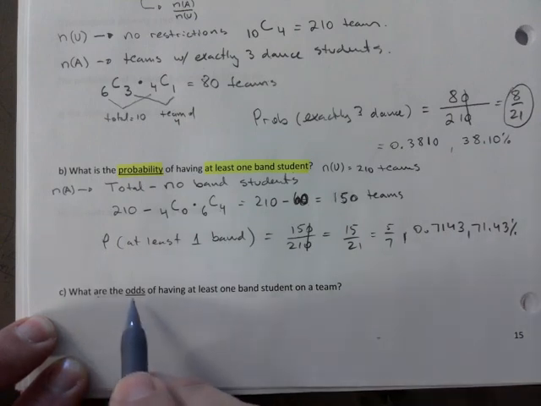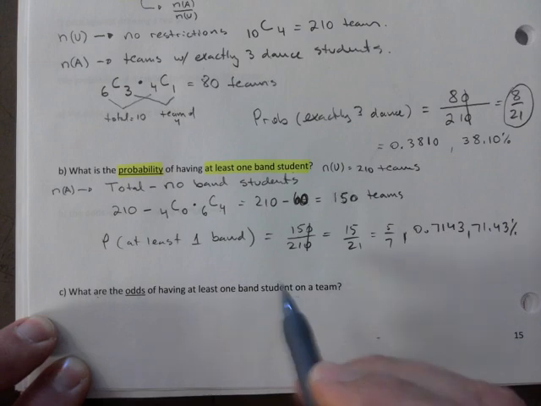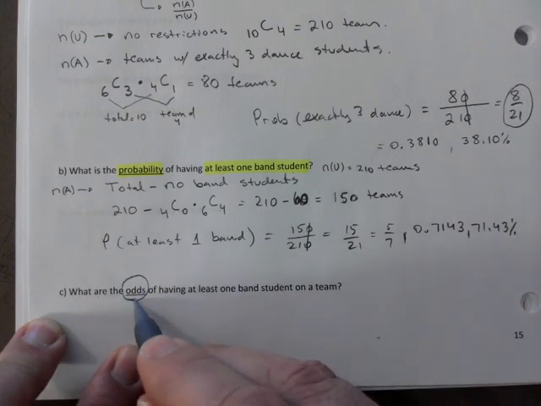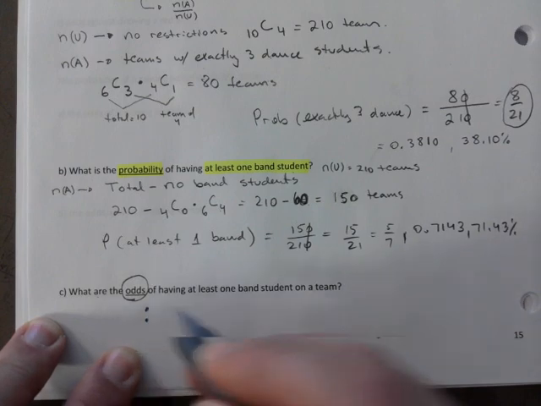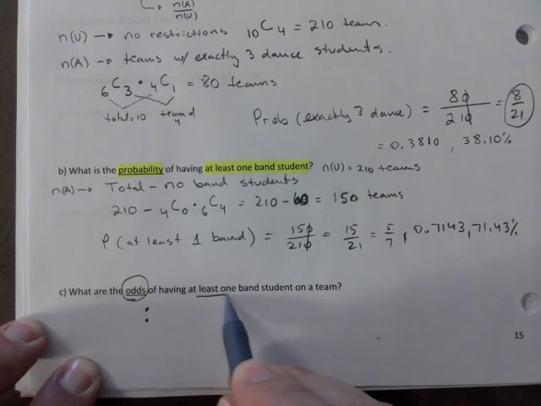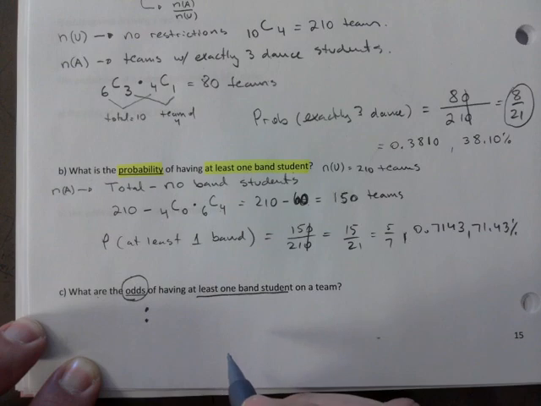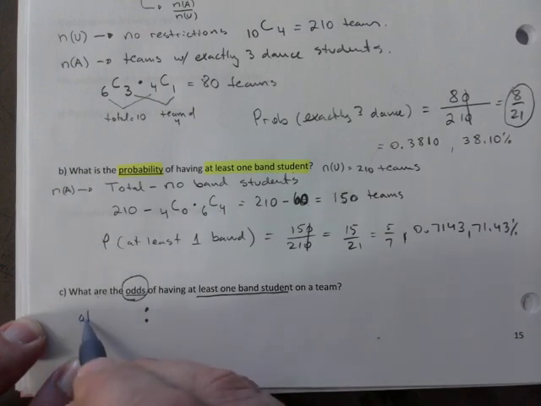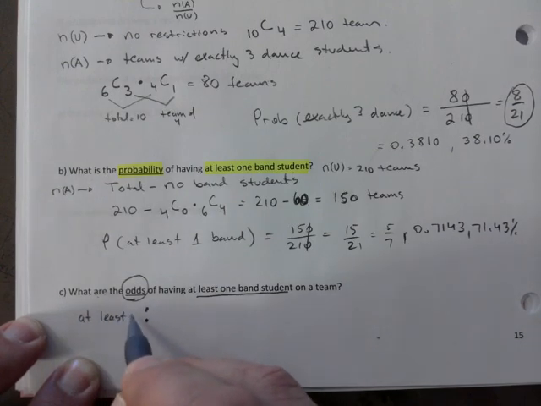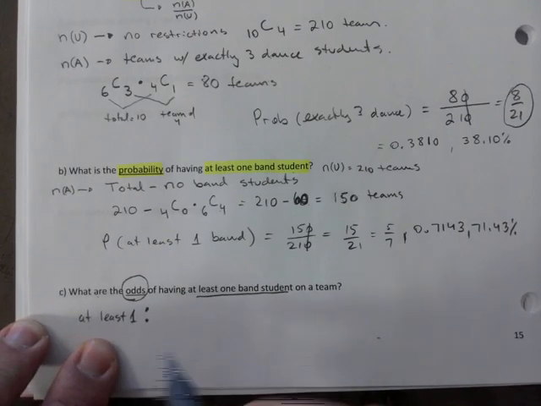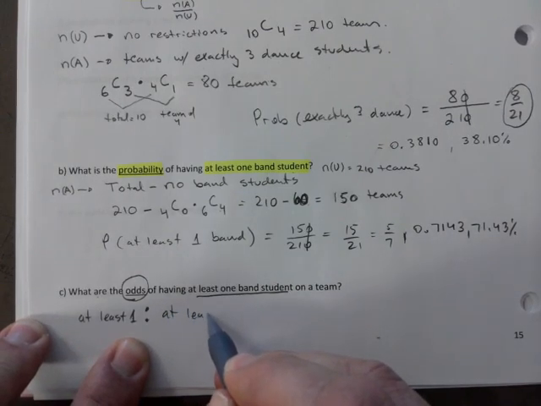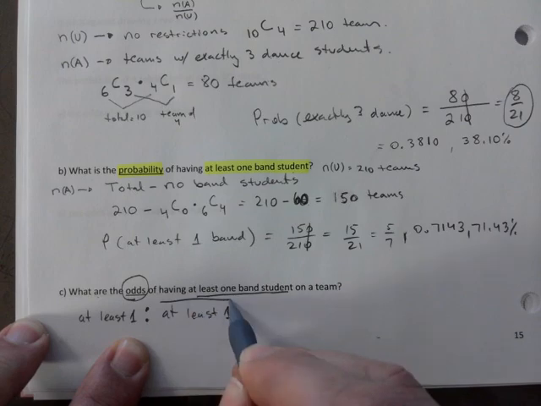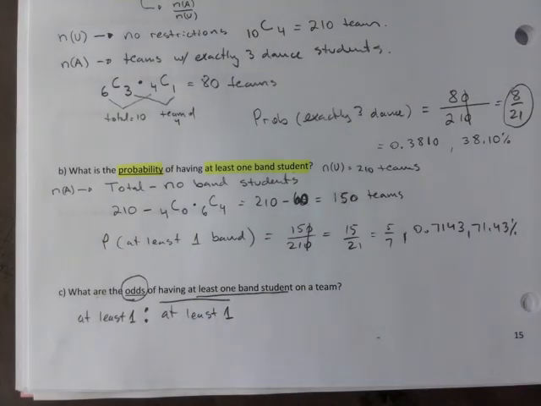Next, what are the odds of having at least one band student? So odds, you want what? The event is at least one band student. At least one will go here, and at least one not will go here, if that makes sense. Right?